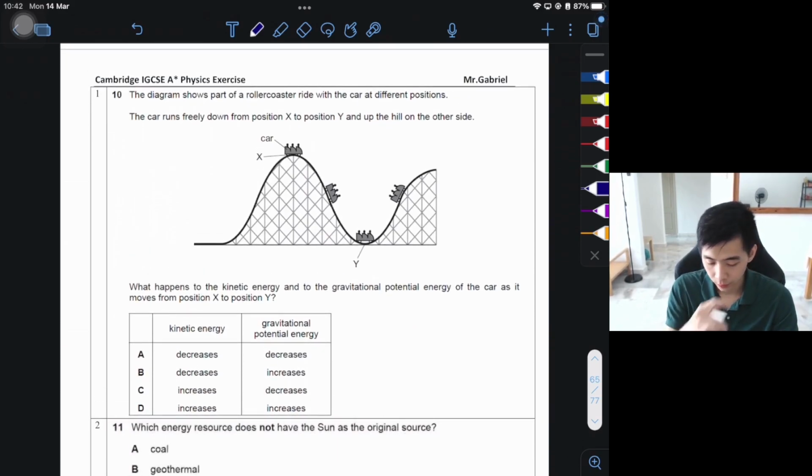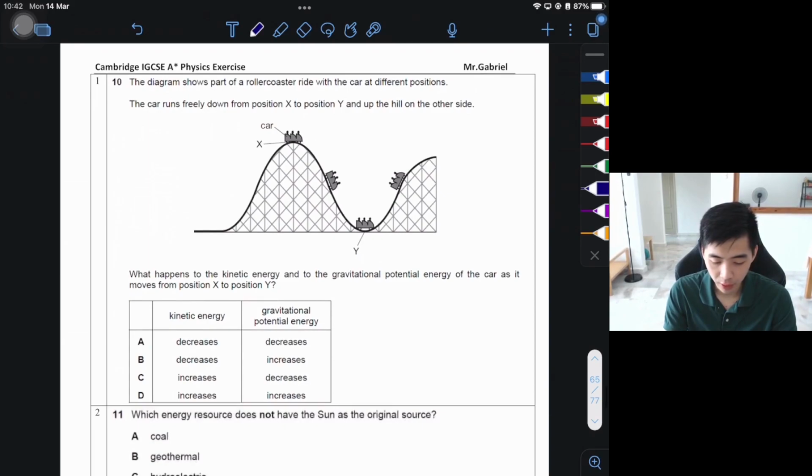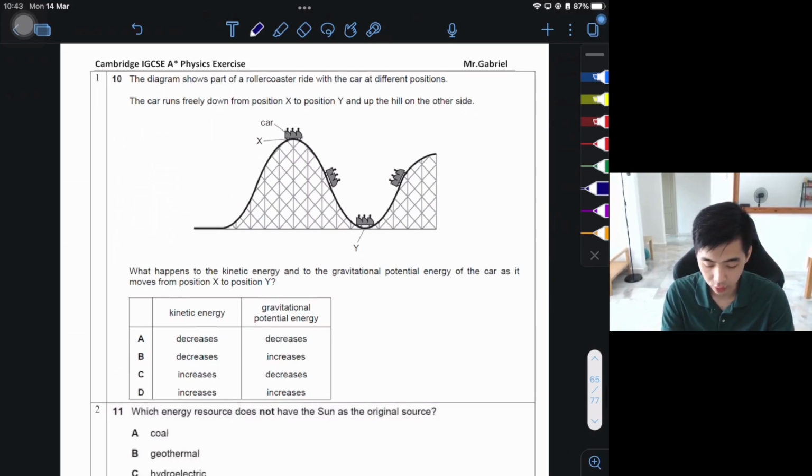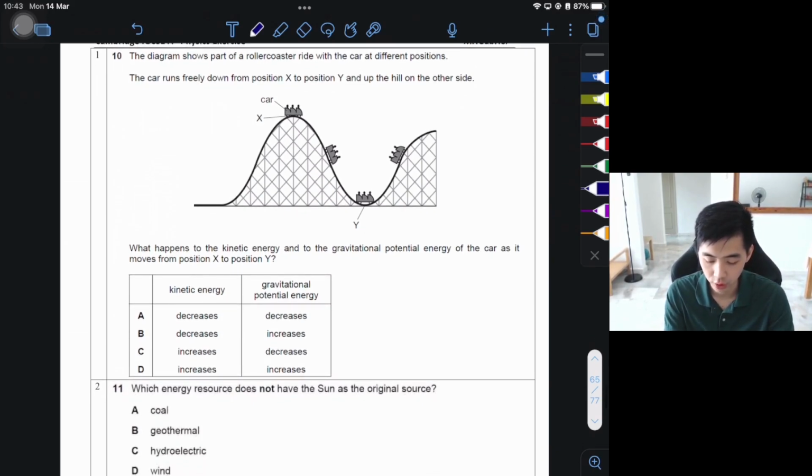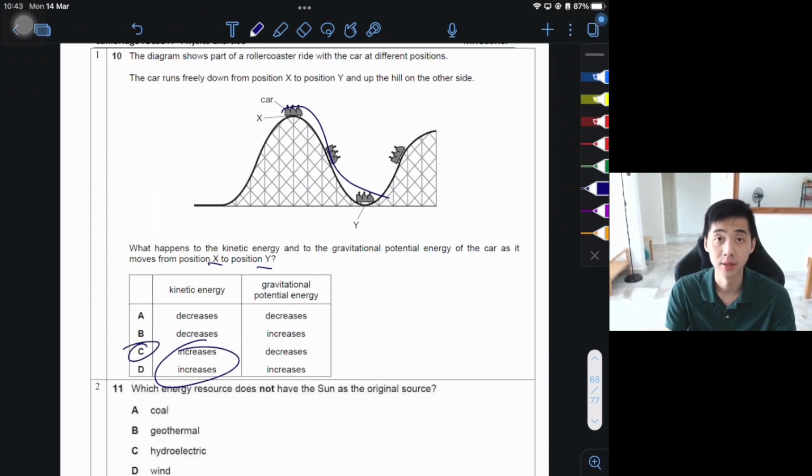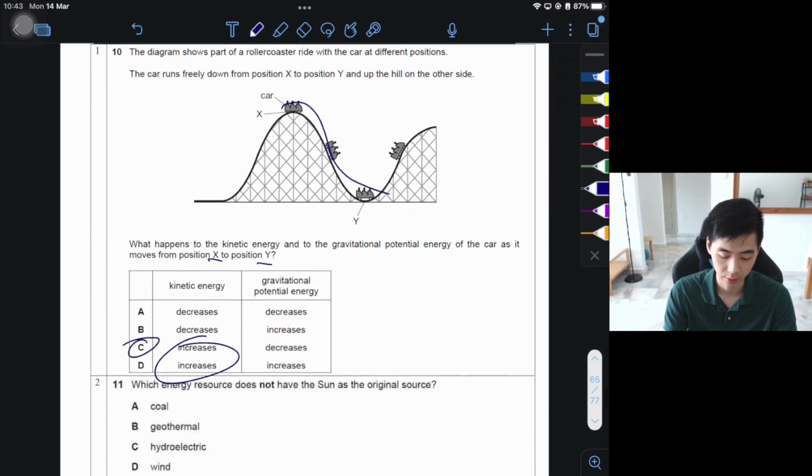And moving on to the next part here, the diagram shows part of a roller coaster with a car at different positions. The car runs freely down from position X to Y and up the hill on the other side. What happens to the kinetic energy and to the gravitational potential energy of the car as it moves from X to Y? Kinetic energy obviously is going to increase, right? So C and D is going to be the answer. Gravitational potential energy is obviously going to decrease. So the answer can be no other than C in this scenario here, guys.